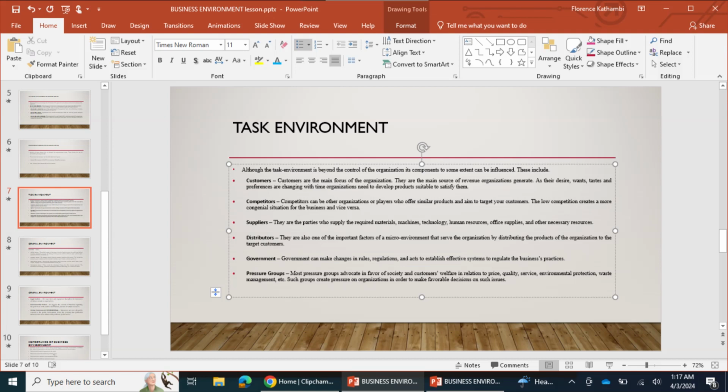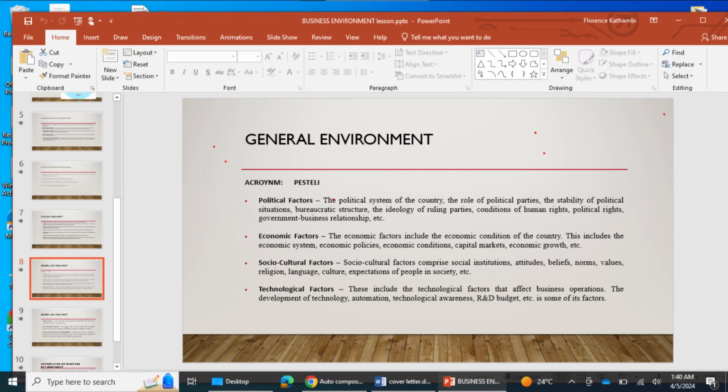The second component of the external environment is referred to as the general environment, or we can also call it the broad environment. It is composed of elements that are outside the organization's boundaries, and whatever happens in the general environment has a broad or a major impact on the operations of an organization. What are the key elements of the general environment? They are political factors, economic factors, social-cultural factors, technological factors, legal factors, environmental factors, and also the international factors. We normally use an acronym known as PESTELI to indicate those major factors.